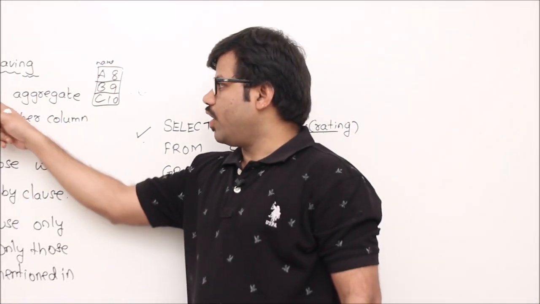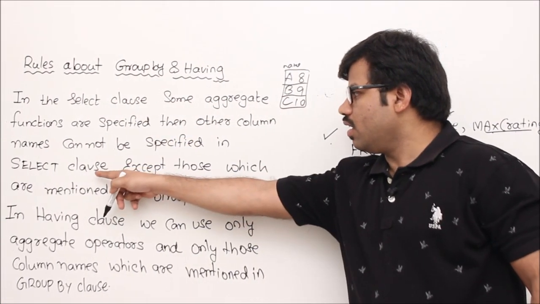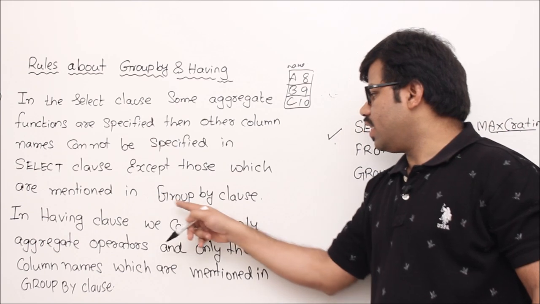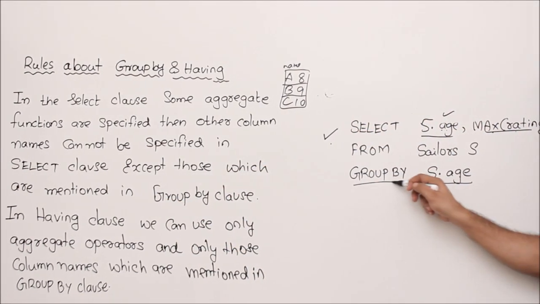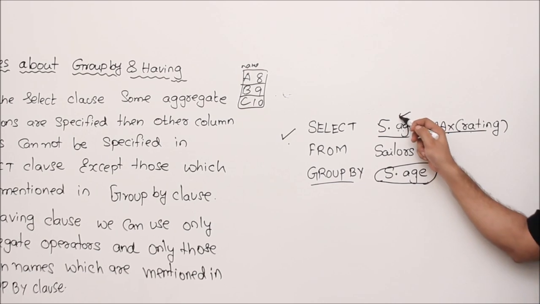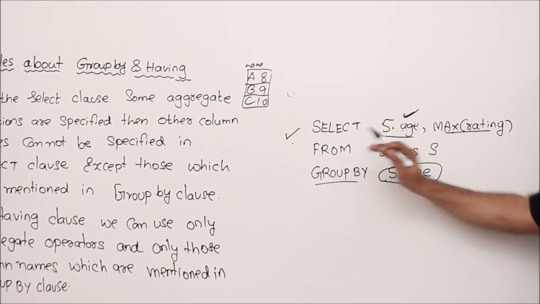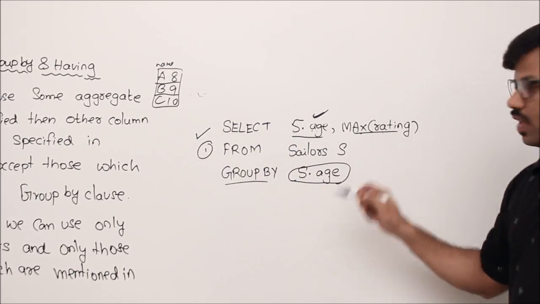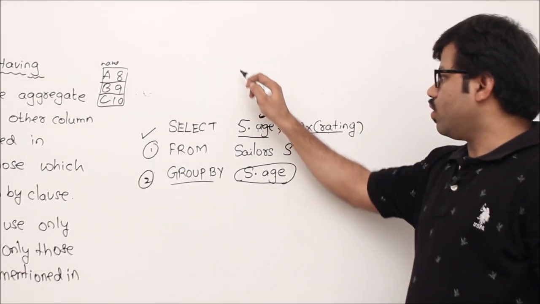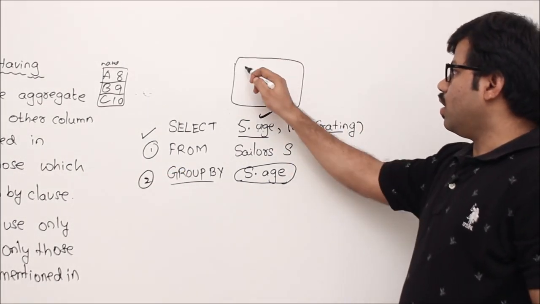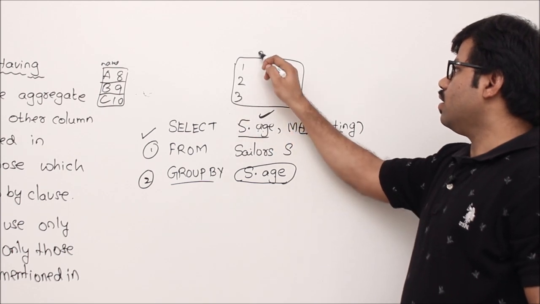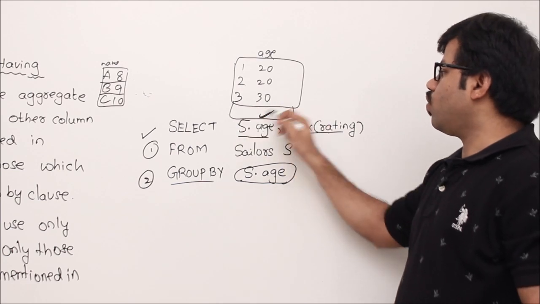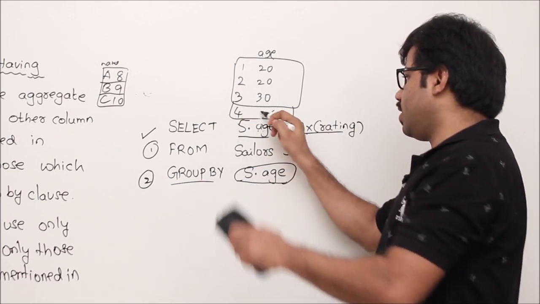In the select clause, when you use aggregate functions, other column names cannot be specified except those which are mentioned in the group by clause. If you already mentioned that column name in the group by clause, we can use it. What is the reason? I will tell you. First, execute this query, you understand there is a meaning for it. Take all the sailors, right? After that, do group by. Example, let's say you have 3 sailors, 1 to 3. Their age values are 20, 20, let's take 30. Let's take one more sailor, 4, whose age is 40, same 30.